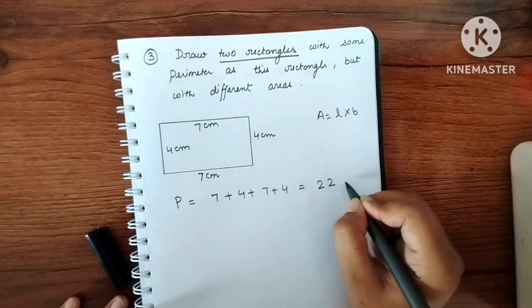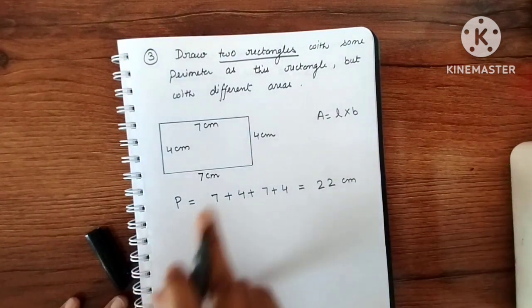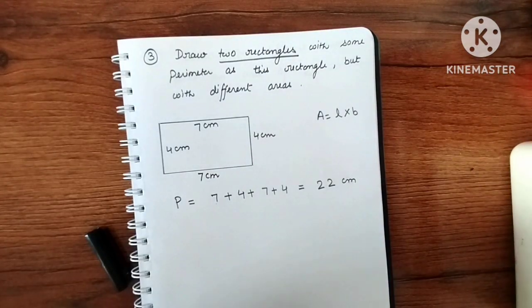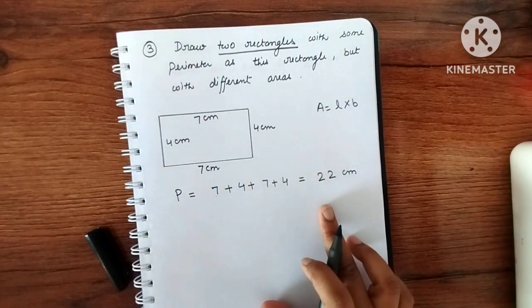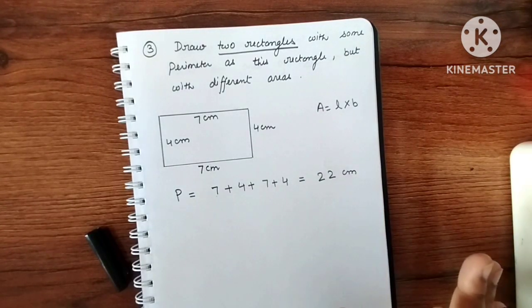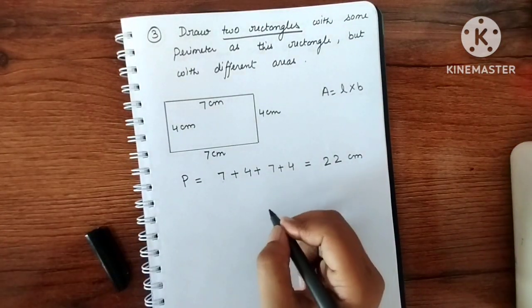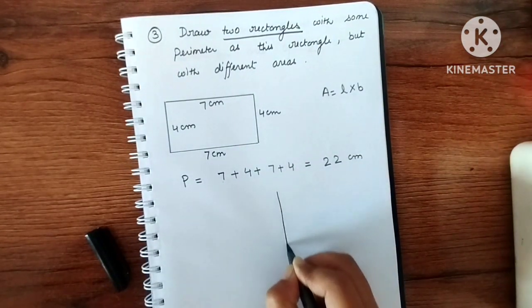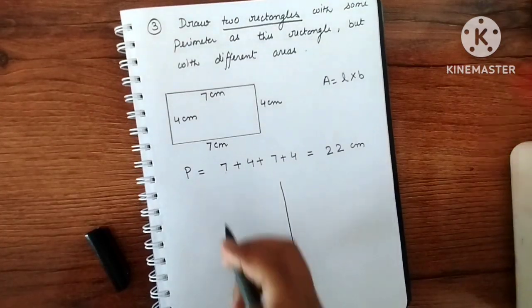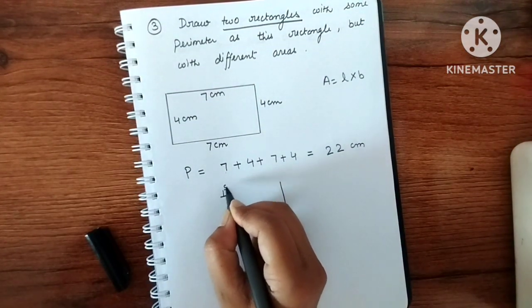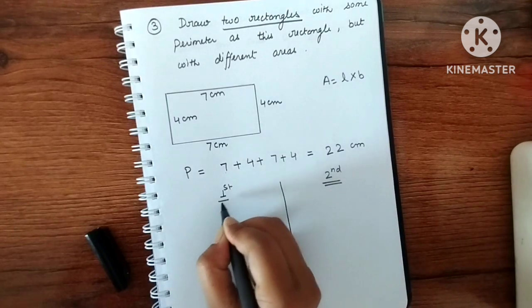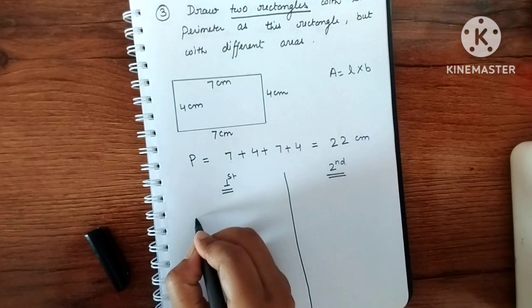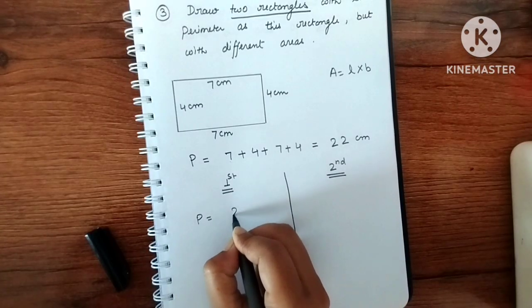So what is the perimeter of this rectangle? 22 centimeter. That means if you are making any rectangle, the perimeter should be same. The perimeter should be of 22 centimeter. Okay. Now for the two rectangles, let's do the partition of this page. So this is for the first, this is for the second. We know the perimeter is 22. Okay. That means we need to do the 2 parts of this 22.